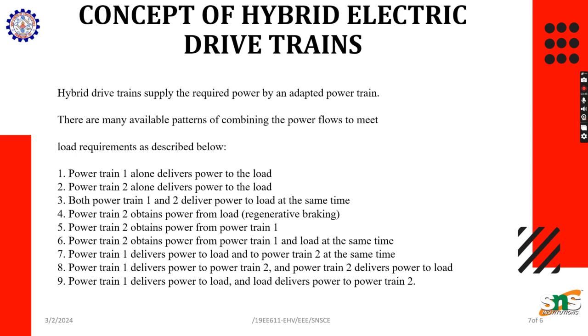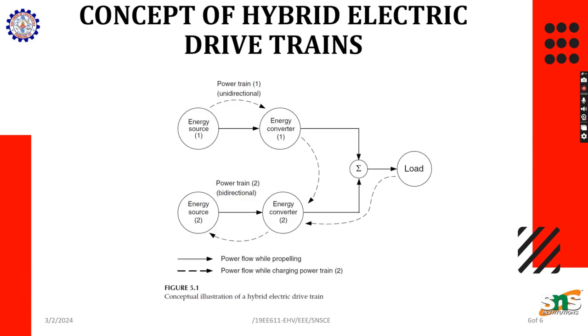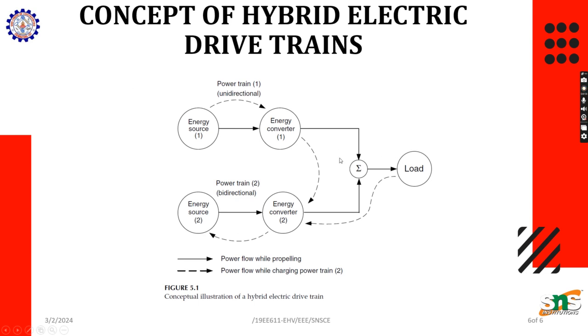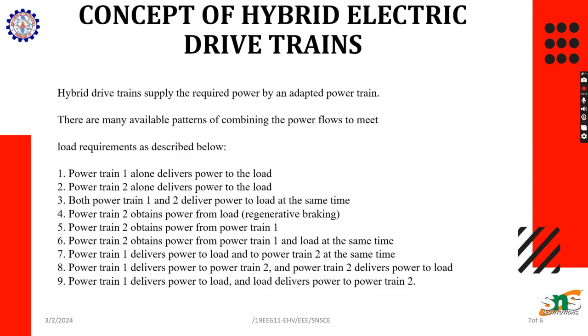And point number 6 is powertrain 2 obtains power from powertrain 1 and the load at the same time. So energy source 1 is supplying energy, and due to regenerative braking, from the load we are also getting energy to energy source 2. This is point number 6. And point number 7 is powertrain 1 delivers power to the load and to powertrain 2 at the same time. So it is driving the load, as well as supplying power to energy source 2. This is point number 7.